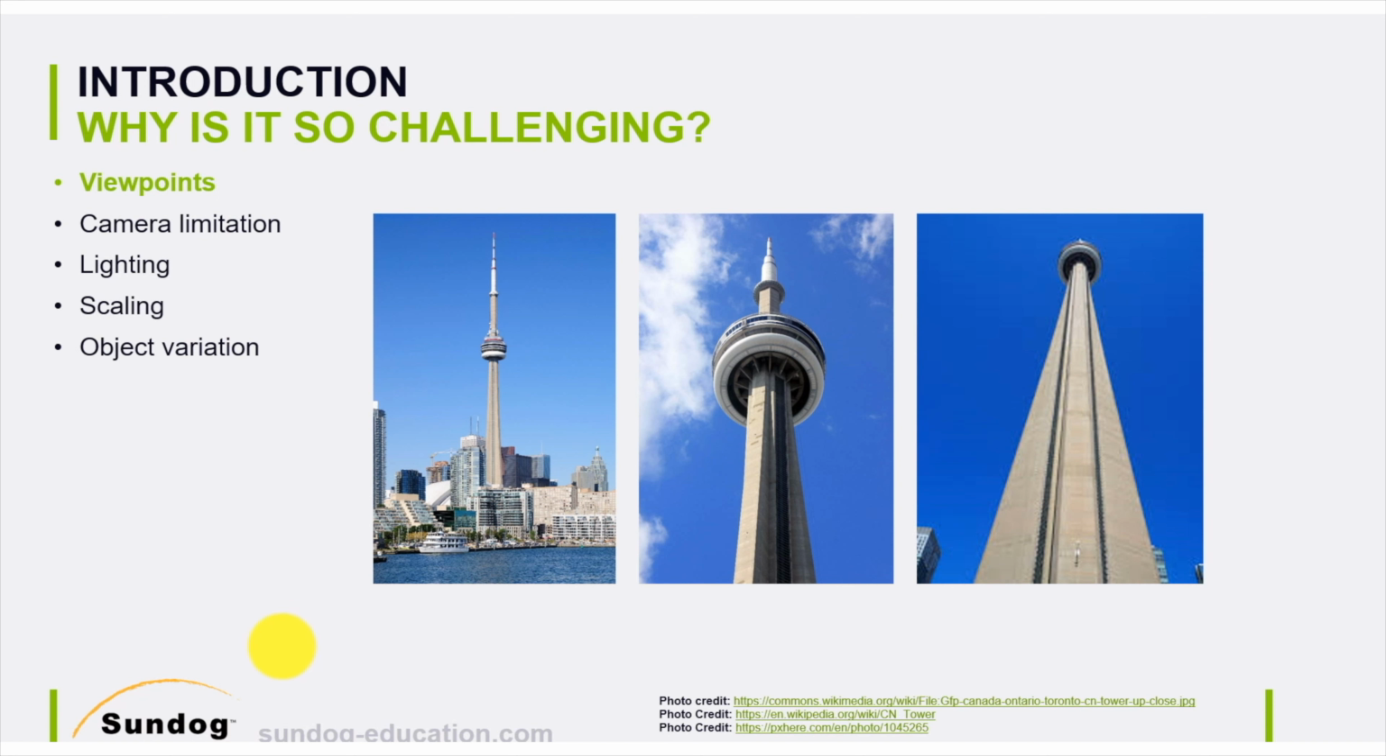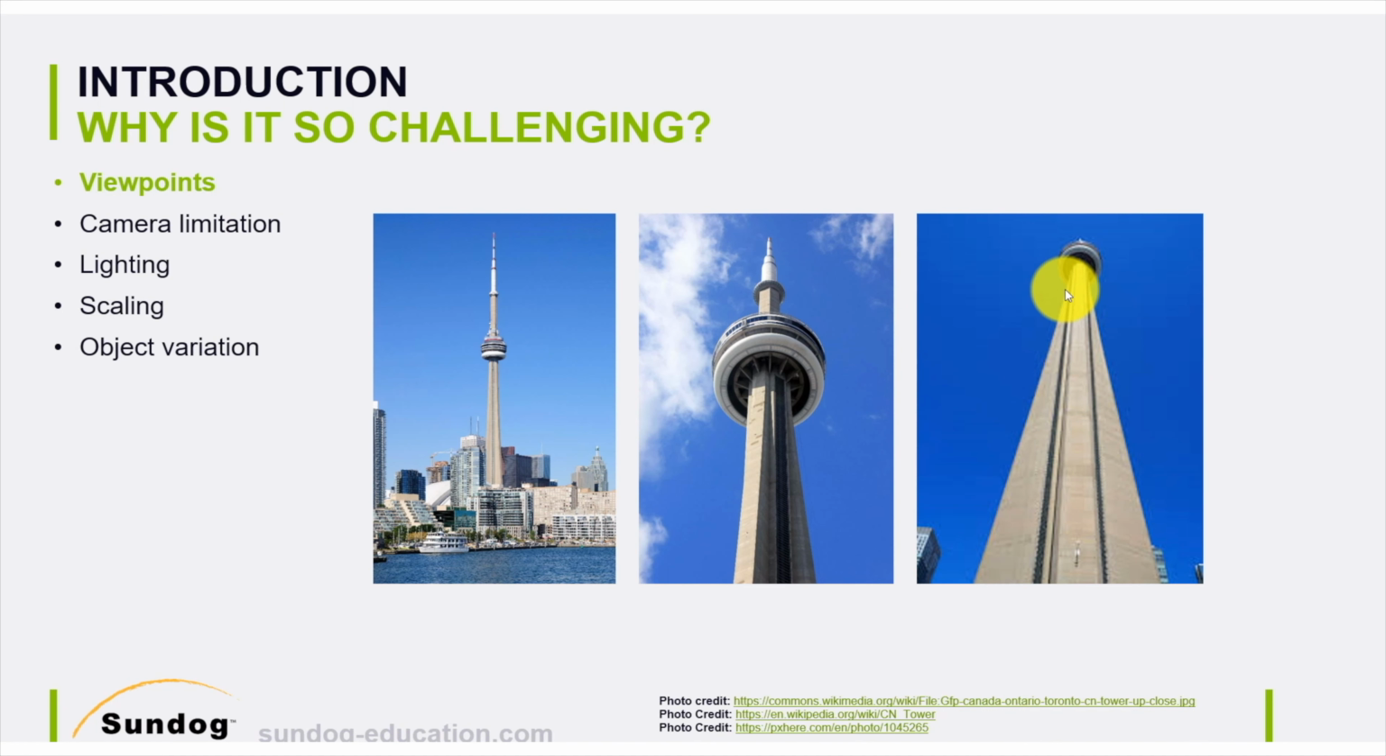So the first challenge is viewpoints, all right? This is an image of the CN Tower in Toronto. From far away, we can recognize it easily. However, if we go underneath the CN Tower and look up, that's the image we're going to get. Or if we get a little bit closer and at more of an angle, you come up with this, right? However, these three are actually the same object.